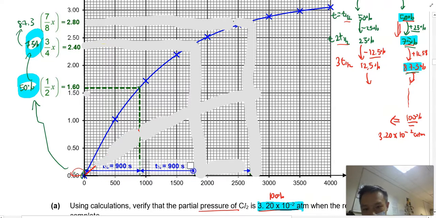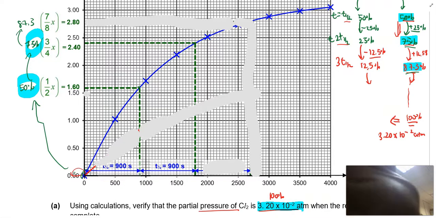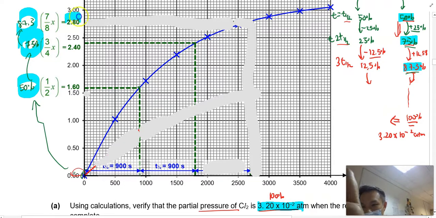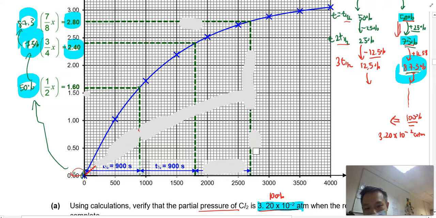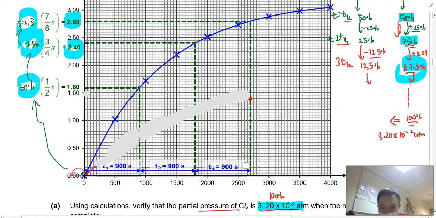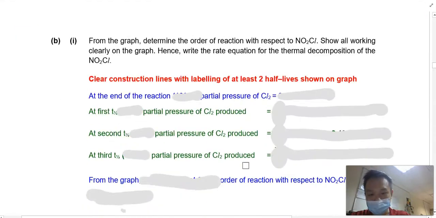Time taken, second T half, right, 75% of 3.2, which is 2.4, 900 seconds again. So you can see it's constant T half. And really just to prove a point, from 2.4 to 2.8, where is the third T half over here, right? Time taken, up to 2700 seconds. You guys can see T half is still 900. So you can see that T half is kept constant, and therefore the order of reaction must be equal to 1 with respect to NO2Cl. Okay?